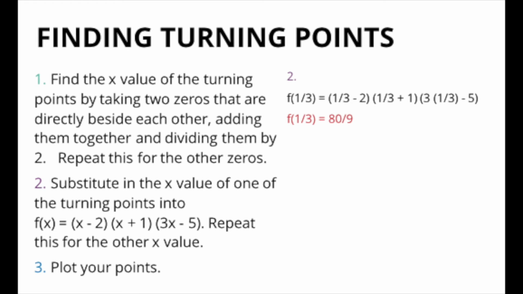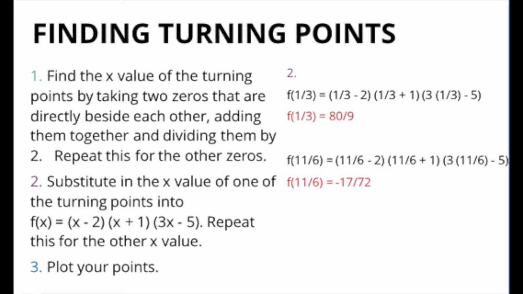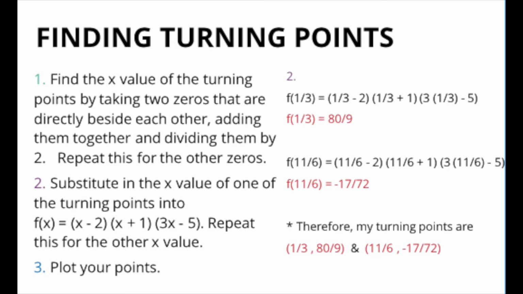The next step is substituting one of the x values into f of x equals x minus 2 times x plus 1 times 3x minus 5. Here, I substituted in the x value of 1 over 3, and after completing calculations, I discovered f of 1 over 3 equals 80 over 9. I repeated this step with the other x value of 11 over 6, and discovered that f of 11 over 6 equals negative 17 over 72. Therefore, my turning points are (1/3, 80/9) and (11/6, negative 17/72).